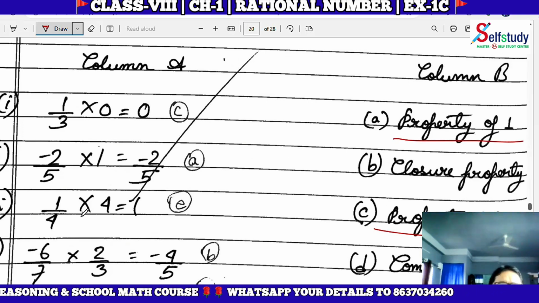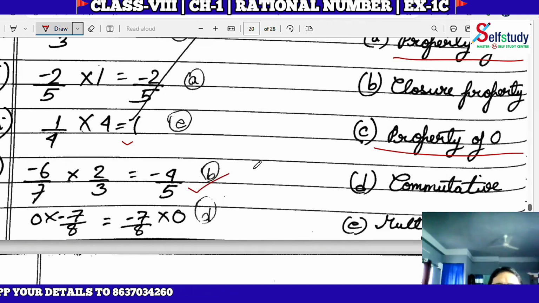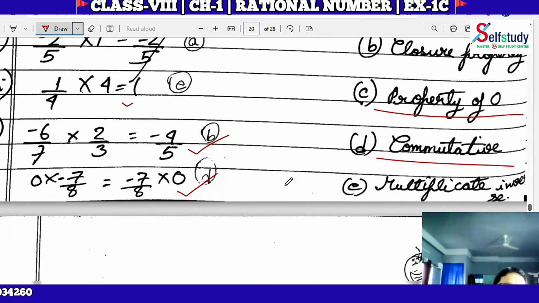1 by 4 into 4 is 1. This is property number E, that is multiplicative inverse, right? Because we know that a number multiplied by its multiplicative inverse is always 1. Minus 6 by 7 into 2 by 3 is minus 4 by 5. This is closure property. Here it's given. And 0 into minus 7 by 8 is minus 7 by 8 into 0. This is commutative property.